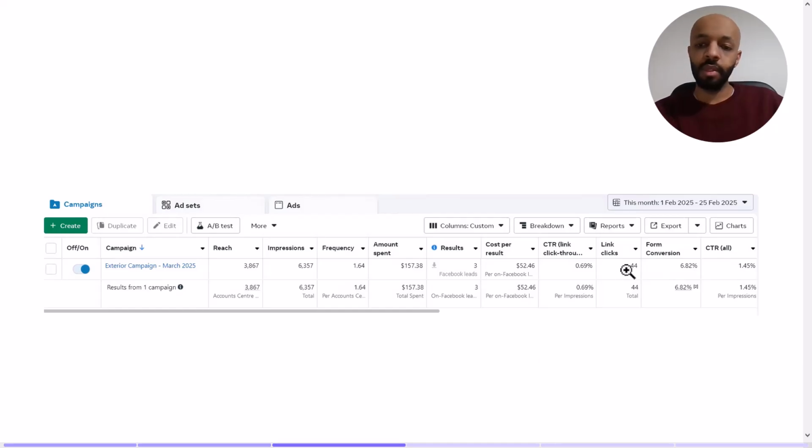That's what that means. So link clicks, that's just the raw number. And this, like I said, it's the percentage. And the form conversion I've already spoken about. Out of everybody that opens the form, how many are completing the form?